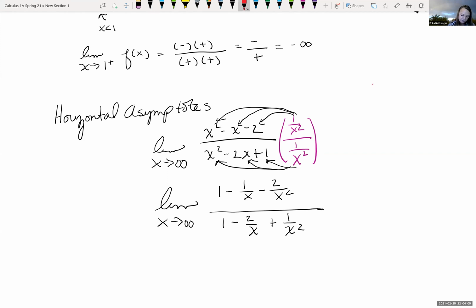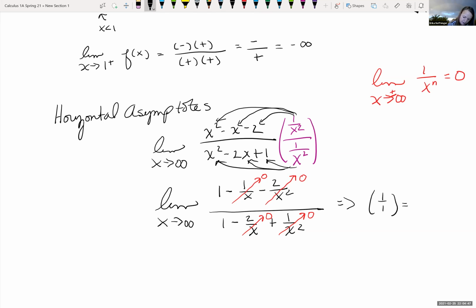So we're using the fact that the limit as x goes to infinity, and actually plus or minus infinity, of 1 over x to the n is equal to 0. So this 1 over x piece as x goes to infinity goes to 0. This 2 over x squared piece as x goes to infinity goes to 0. And so anything over x as x goes to infinity goes to 0. So all we're left with is the limit of 1 over 1, which is 1. So we have a horizontal asymptote at y equals 1.